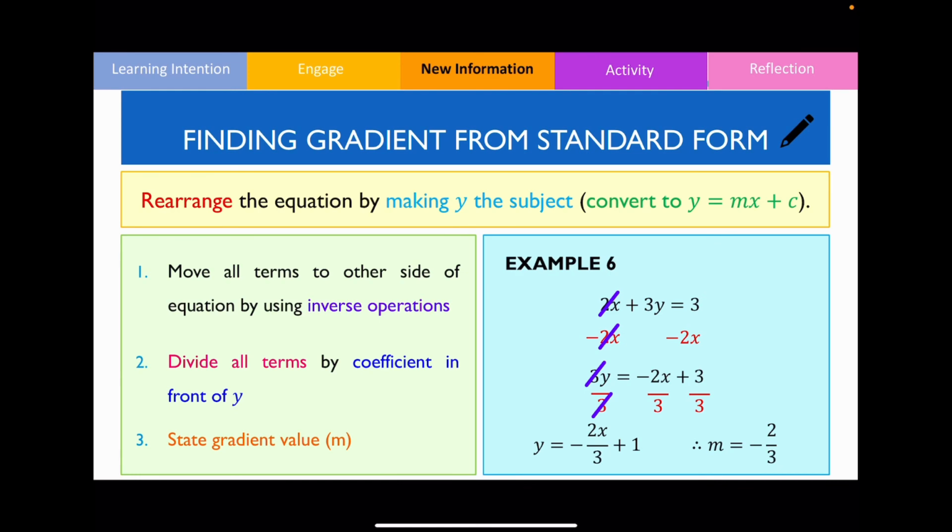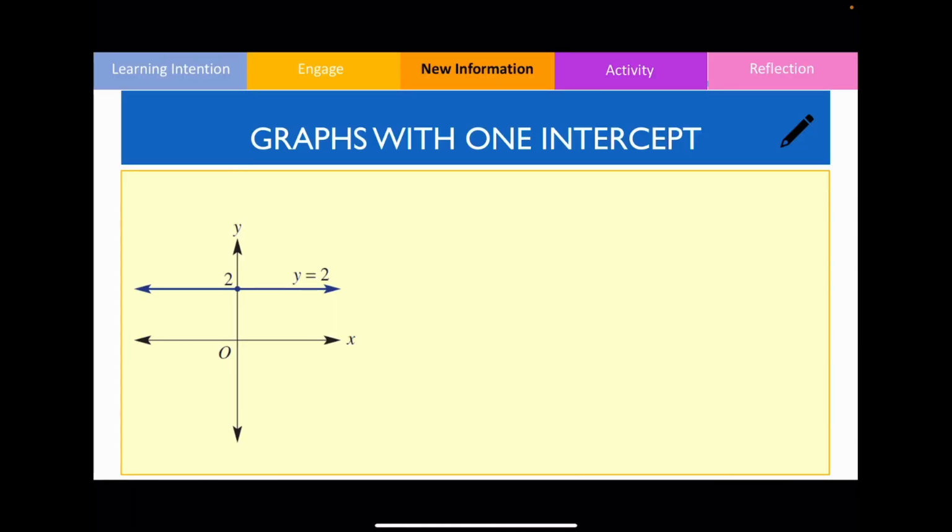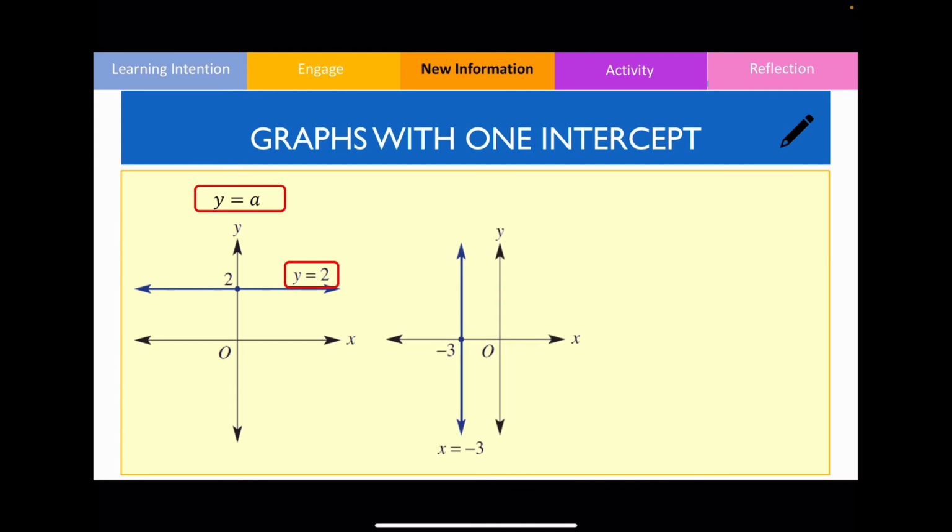Now, the last thing I want to talk about in today's lesson is showing you guys linear equations that only have one singular intercept, whether that is the x-intercept or the y-intercept. So when equations are expressed in the y is equal to a form, you're only going to have a y-intercept. So in this equation, when it's y is equal to 2, you'll just have a y-intercept of 0, 2 in this example over here. Now, when the equation is expressed where x is the subject, then you're just going to have one singular x-intercept, as you can see over here.